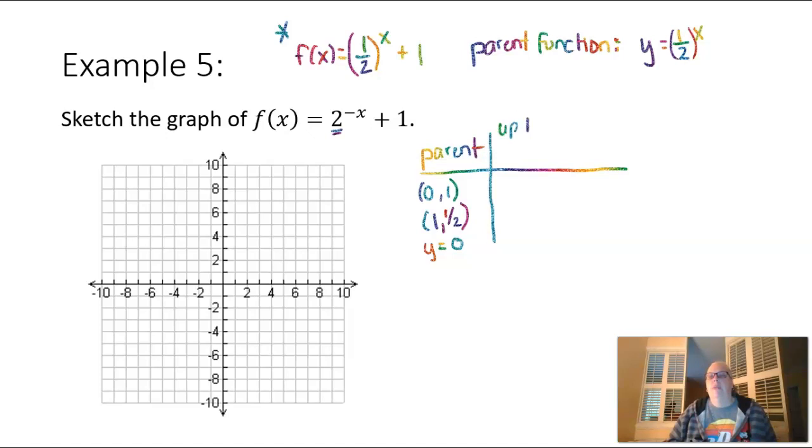That means everything moves up 1. Alright, now I have an x coordinate and then I have a y coordinate. If I'm moving the entire graph up, that means I'm going to leave x alone and I'm going to be adding 1 to the y coordinate. And so my new ordered pair is going to be keep your x and then add 1 to y. So we're going to keep 0, and then 1 + 1 is going to give me 2. We'll keep the 1, and then 1/2 + 1 is going to give me 1 1/2.